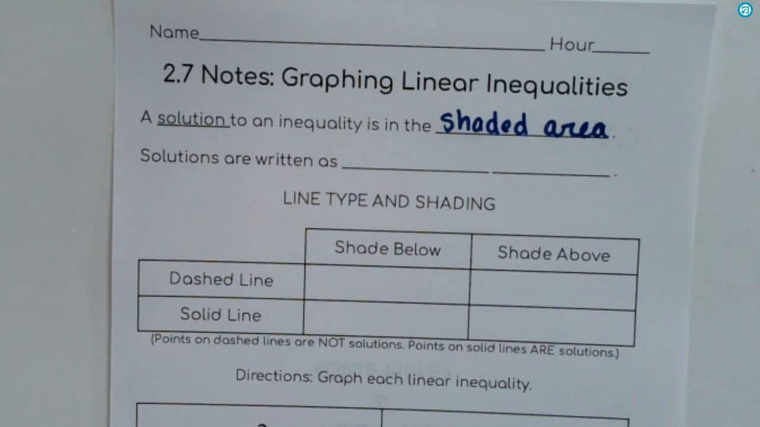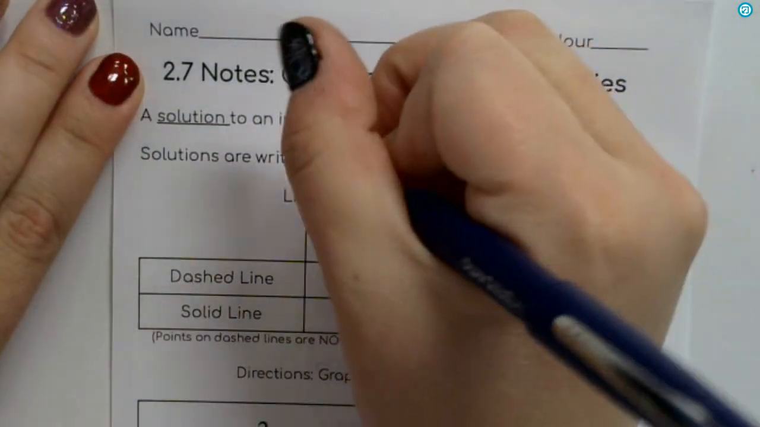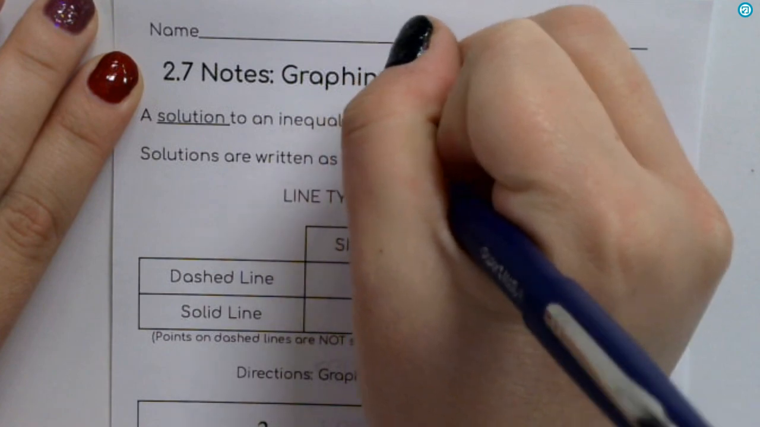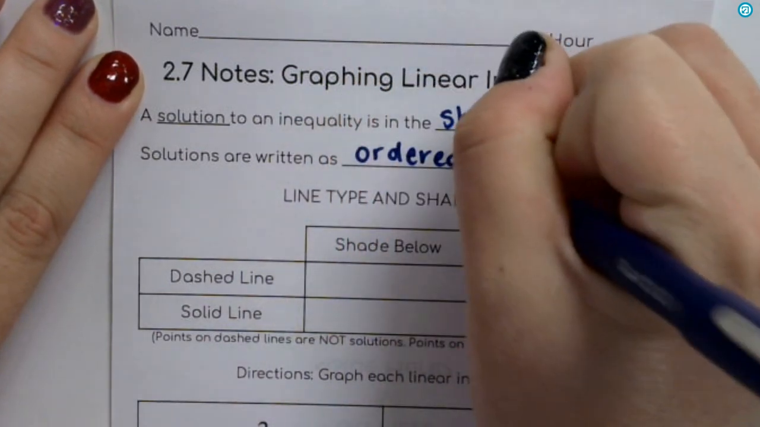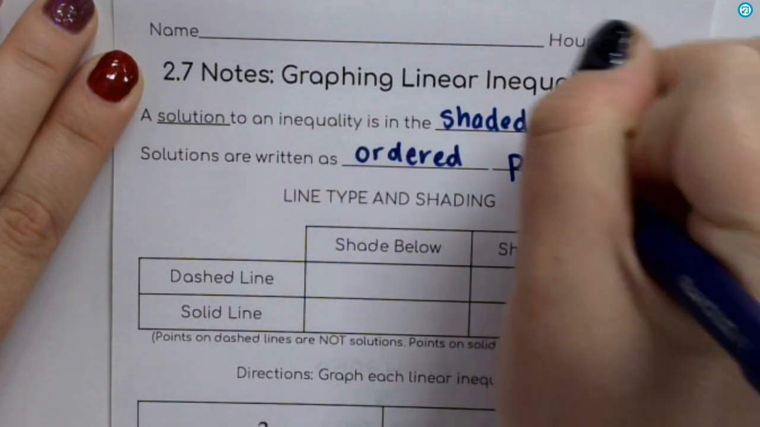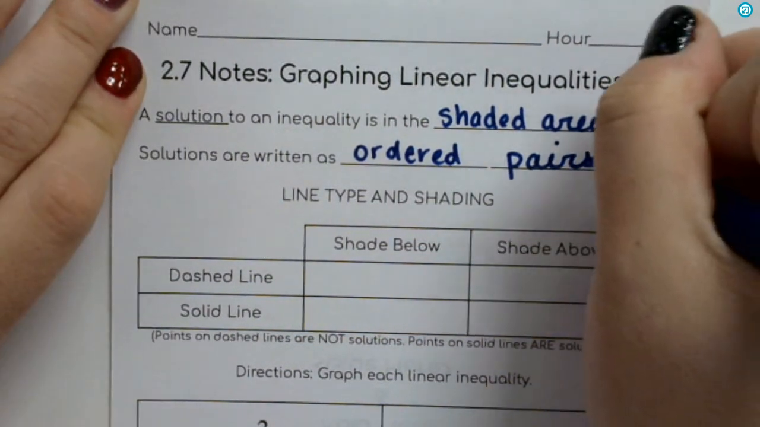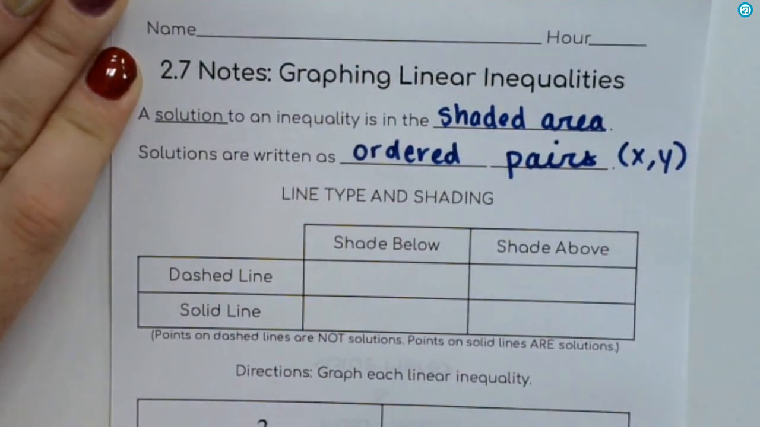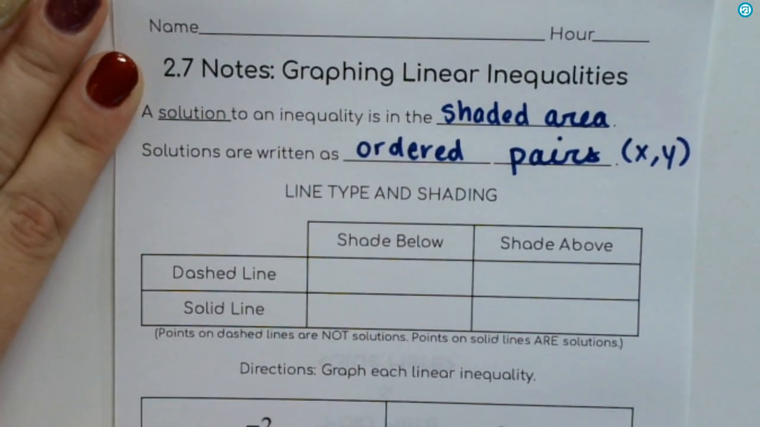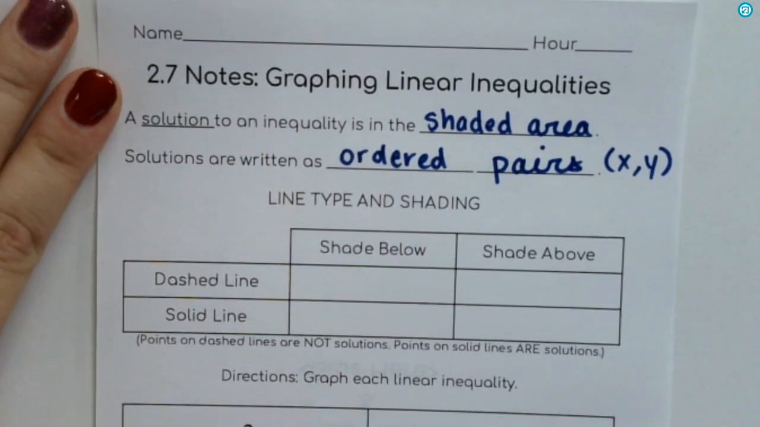Okay, solutions, once we find those solutions, get written as ordered pairs. And if you want to put a little note to yourself, x comma y, so you know x comes first. And you know what an ordered pair is.